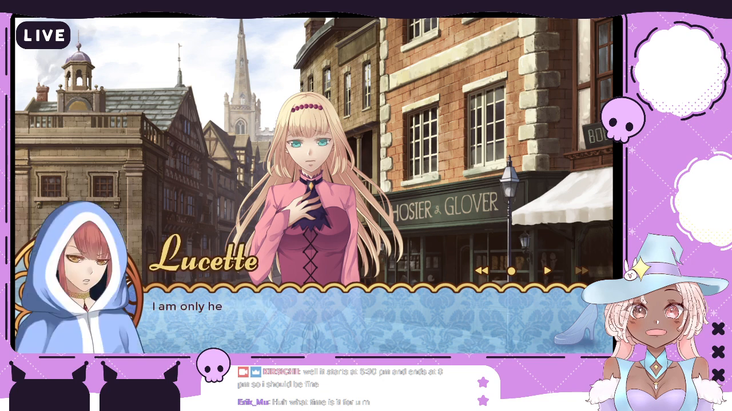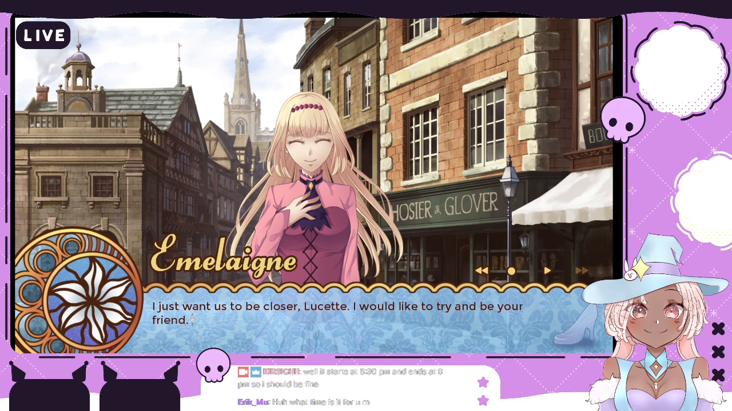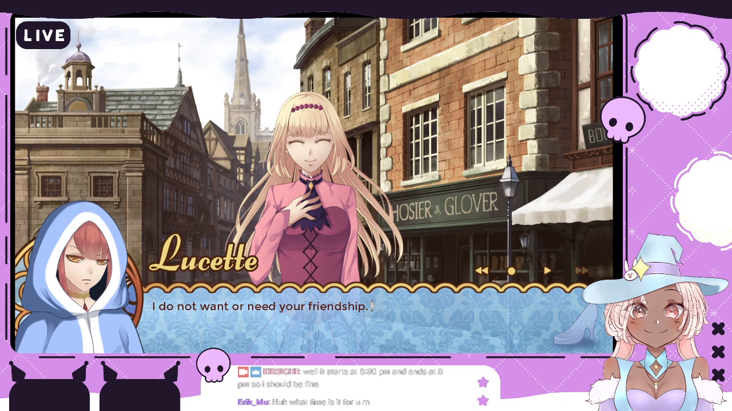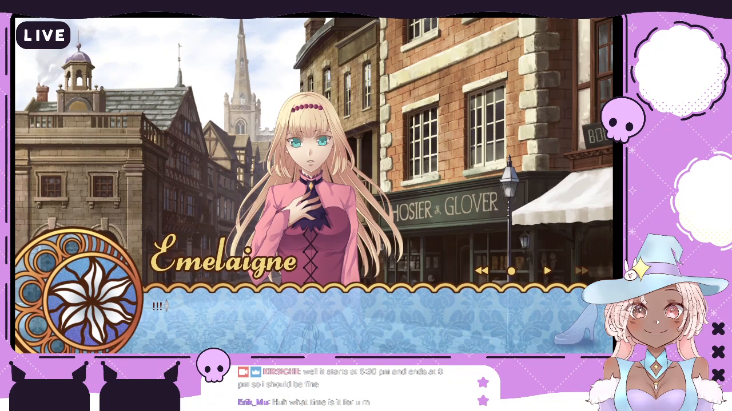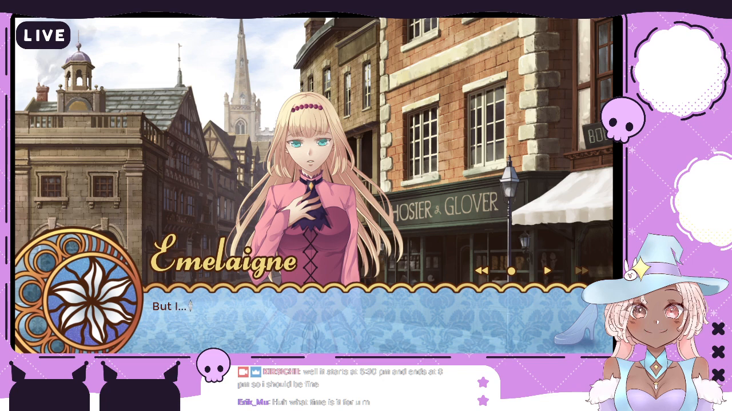I did not do this for you. I'm only here because the king ordered me to go with you. I just want to be closer, Lucette. I'd like to try and be your friend. I do not want or need your friendship. No matter how you act around me, we are not and will never be sisters. I take care to remember that if I were you. Oh my gosh, you made her cry.